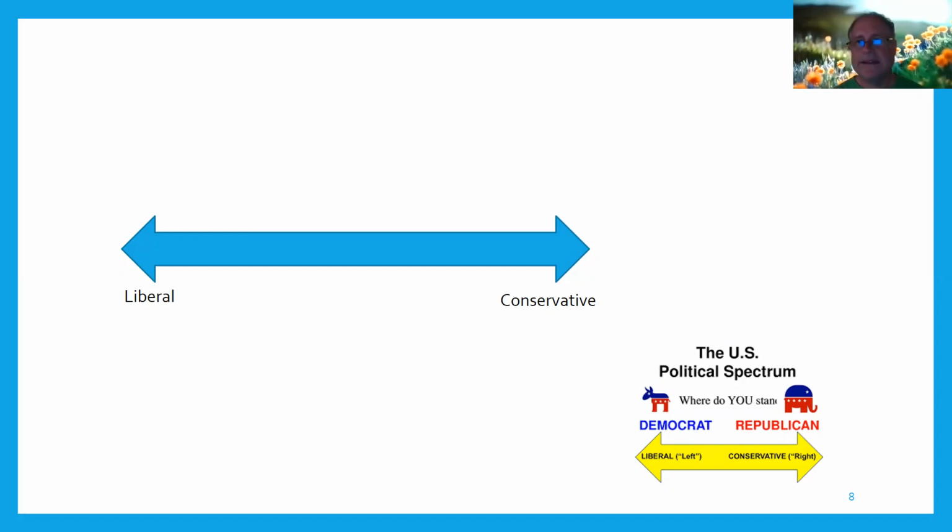We can break these into two major categories: economic issues and social issues. Economic issues deal with things like taxing. Social issues deal with things like same-sex marriage, abortion, and protecting the environment.